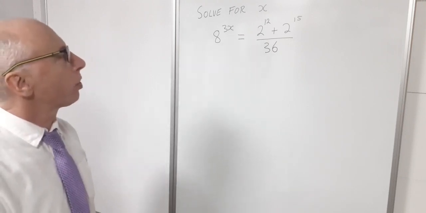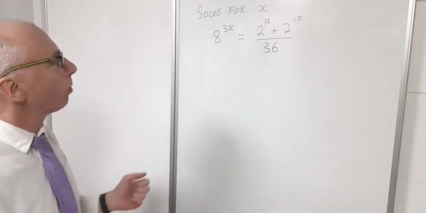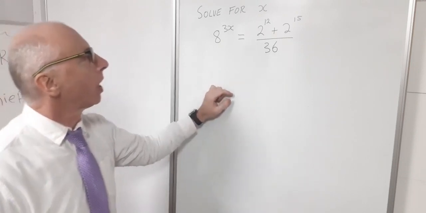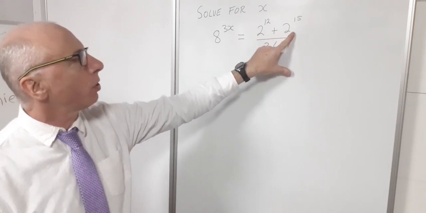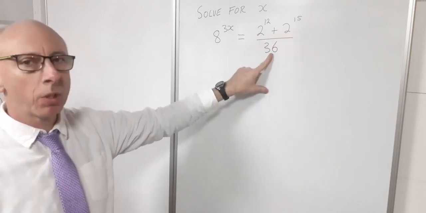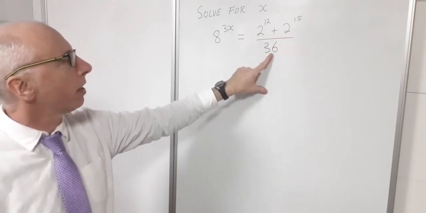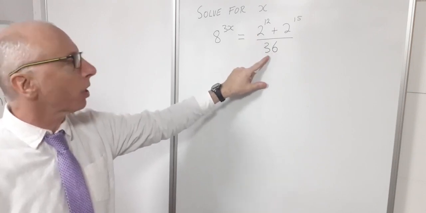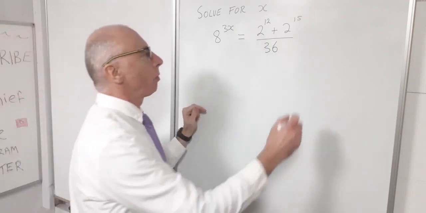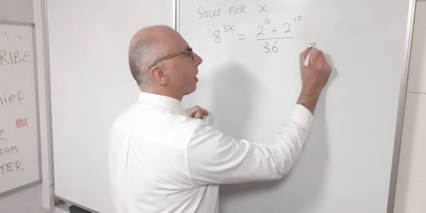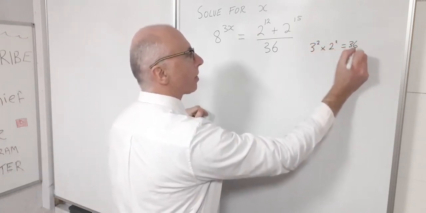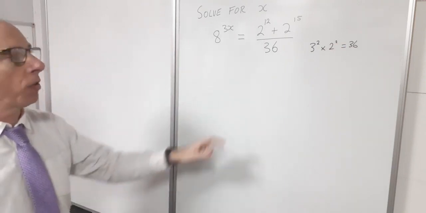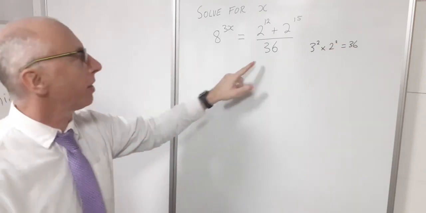So we're going to need to do some sort of factoring and seeing what we can work out with these numbers. Now, first thing we can see here, we've got 2 to the 12 and 2 to the 15. What can we do to the 36? Is there a 2 to the power that we can use for 36? Well, we know that 36 is 3 squared times 2 squared. That's 36. So we could rewrite our denominator as that.